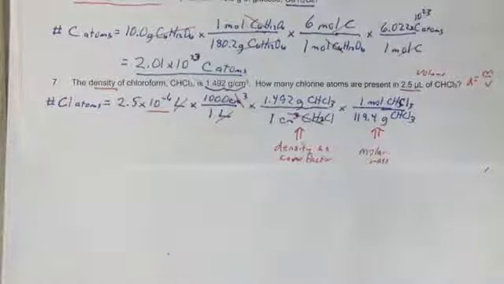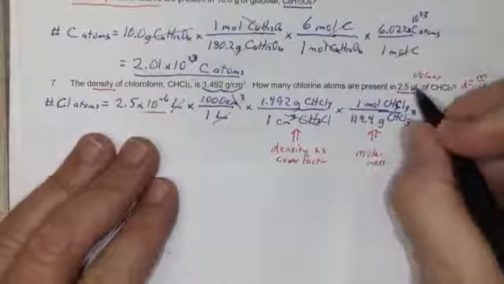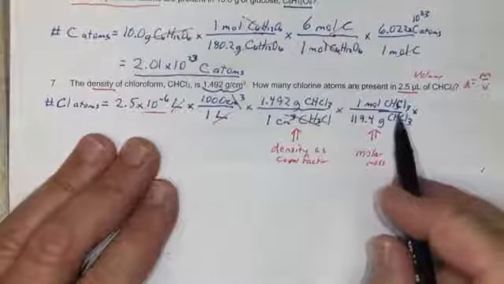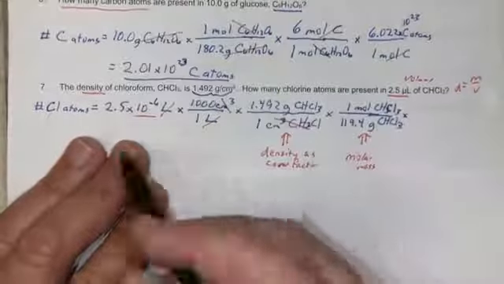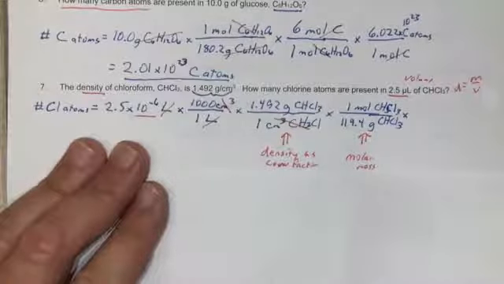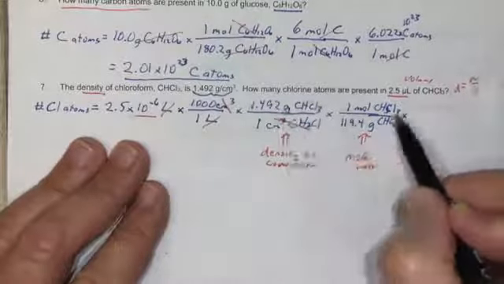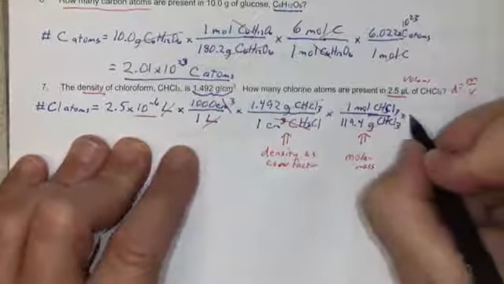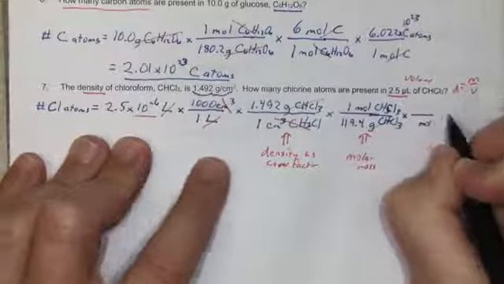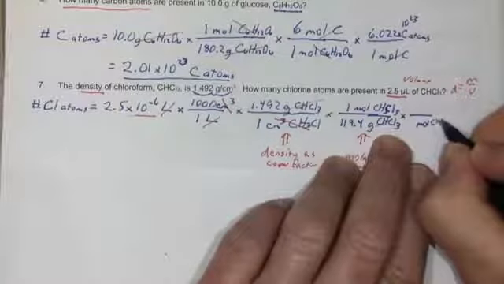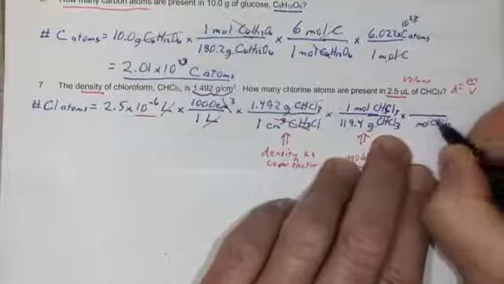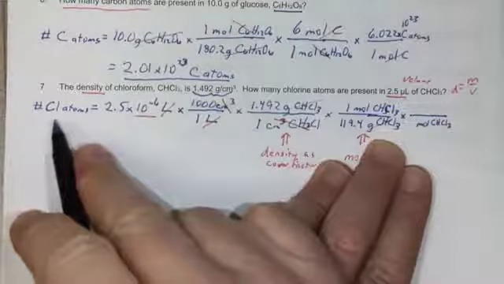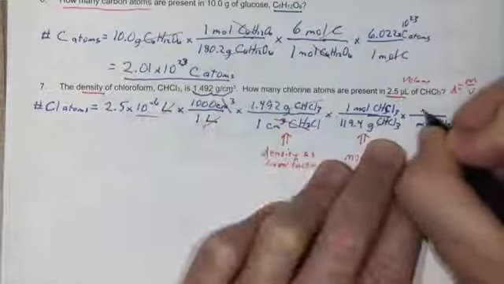Now, the next step is the key step in every stoichiometry problem. Look, this is asking about how many chlorine atoms, but we don't have chlorine, we have CHCl3. Anytime you go from one substance to another substance, we're going from CHCl3 to chlorine, we need to wake up screaming "mole to mole ratio." So in the denominator, I'm going to put moles of CHCl3. And in the numerator, I need the moles of chlorine. So I'll put moles of chlorine.